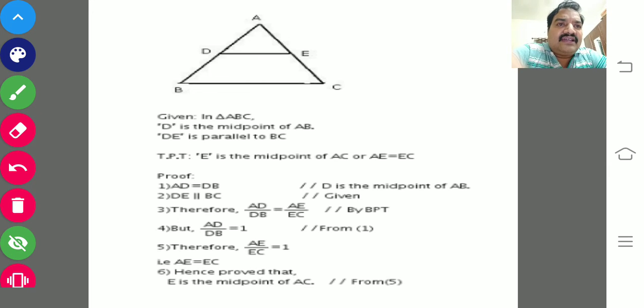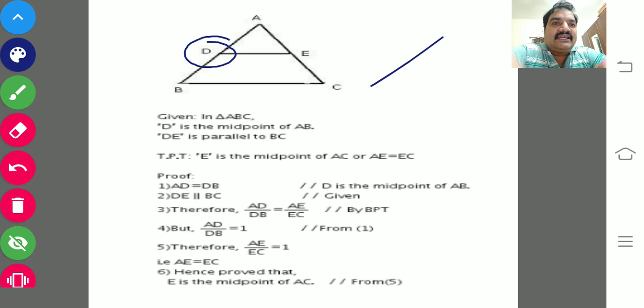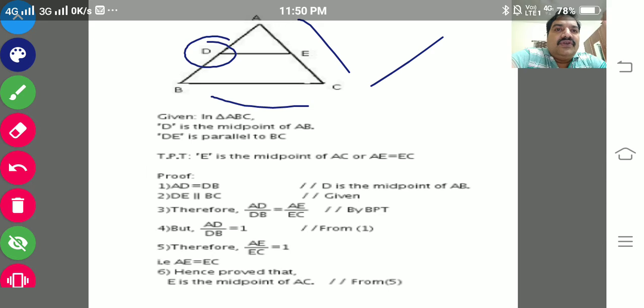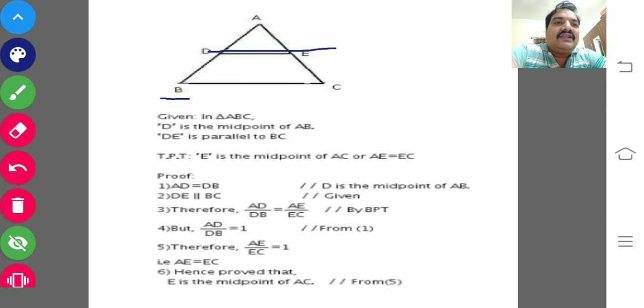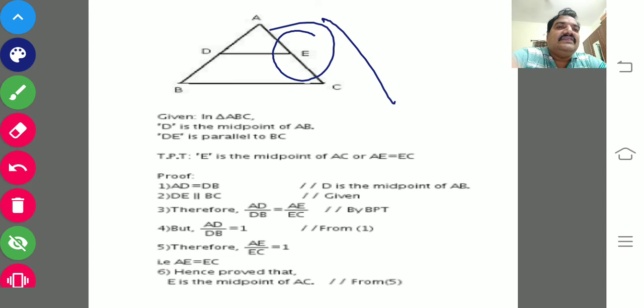What is given? Triangle ABC is given and D is the midpoint of AB. So in a triangle you have three sides: AB is a side, BC is a side and AC is a side. You have only D as the midpoint of AB. And one more thing is given, that DE is parallel to BC. So these all are given in the question. Now what are you going to prove? E is the midpoint of AC. So E is a midpoint of AC means what?